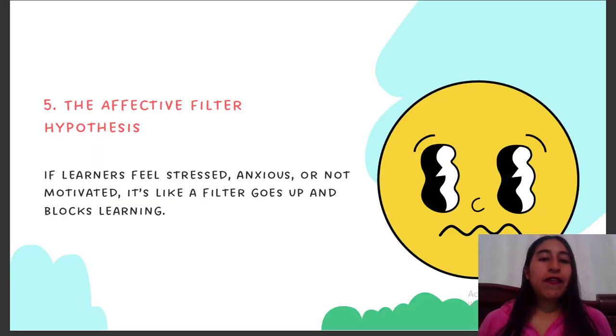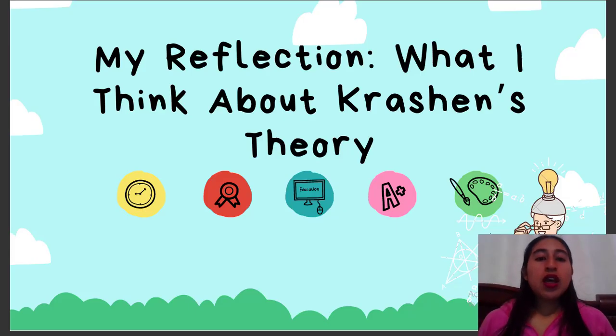The fifth, the affective filter hypothesis. This hypothesis says that emotions matter a lot. If learners feel stressed, anxious, or not motivated, it's like a filter goes up and blocks learning. But if they feel relaxed and confident, the filter goes down and the brain is ready to acquire new language.